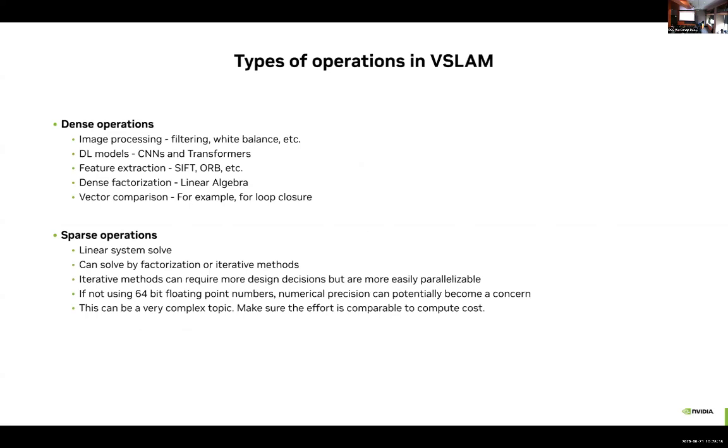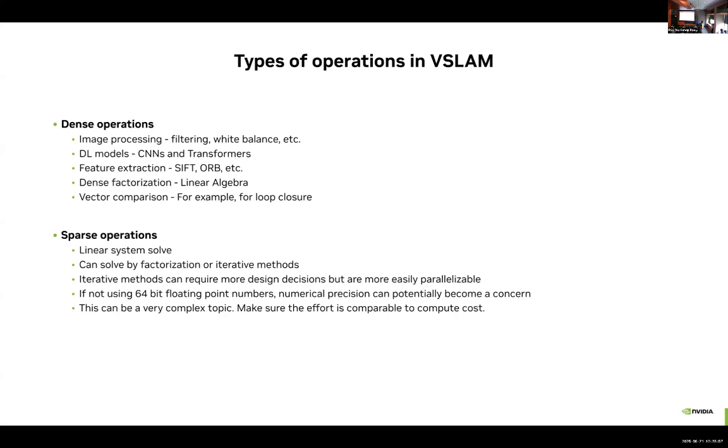Since this talk is a little bit about compute or accelerating SLAM, I'll talk about this. I spent a few years working on this, but I won't go too much in detail. There are two big chunks of compute. There's dense operations. So let's say front ends, feature extractors, old school feature extractors, deep learning models, image processing, even dense factorization, or let's say vector comparison for loop closers. If you have your vectors for each image, you need to go through your database and compare it. All of those are dense operations.